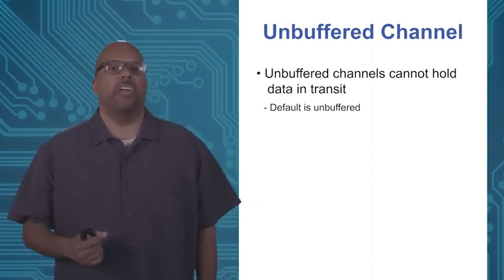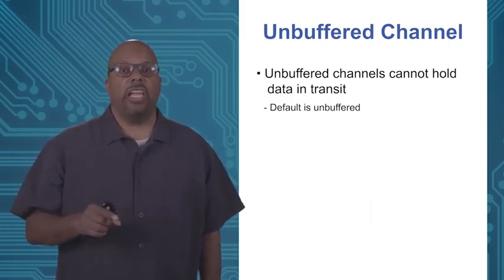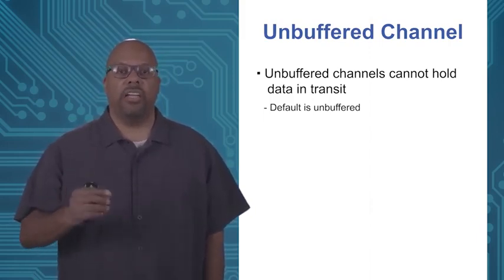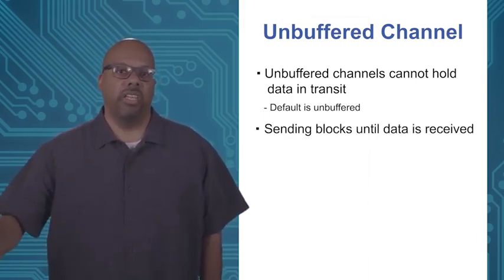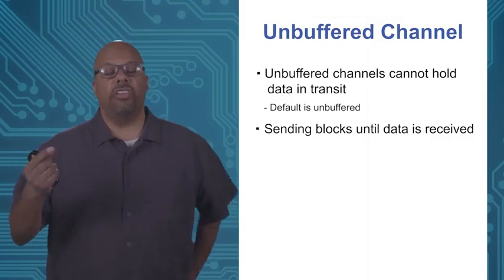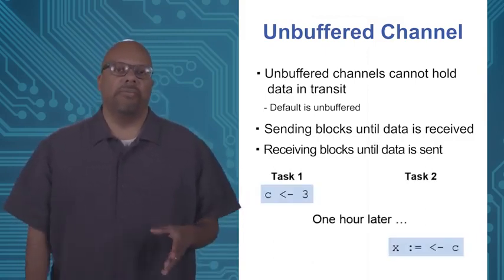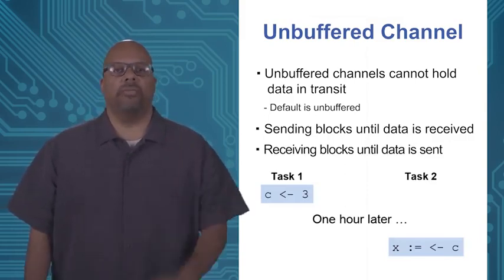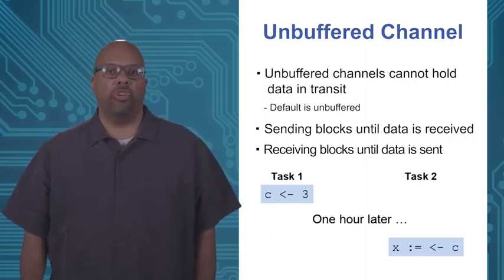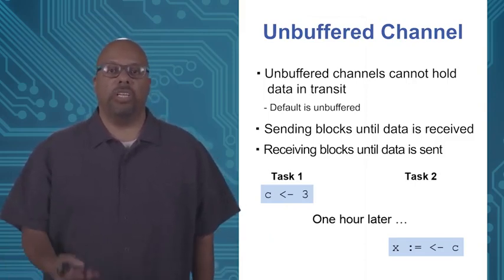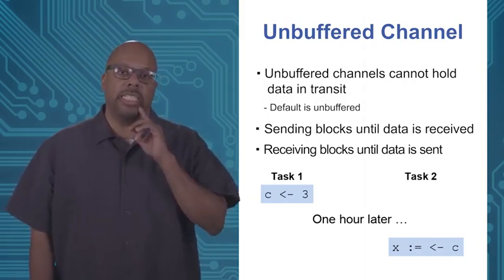So the implications of that are that, since we don't want to lose data, the sending has to block. The sending instruction has to block until the data is received on the receiving end. And the receive instruction has to block until the data is sent. Okay, so here's what I mean by this. Say I have two tasks, task 1 and task 2. Task 1 is going to send 3 onto this channel. And task 2 is going to read whatever comes on the channel and put it into variable x, and you can see that there.